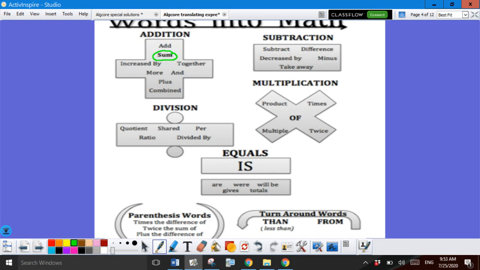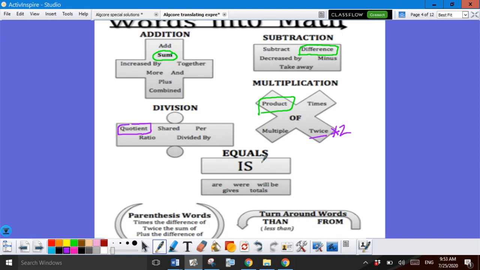Now subtraction. The big word for subtraction is difference. Now, I also can see minus, subtract, decreased by, but anytime I see the difference of two numbers, that tells me subtraction. Multiplication. The big one for multiplication is product. And we already said that twice means times 2. So I should probably write that down so I don't forget that one. Division. The big one for division is quotient.